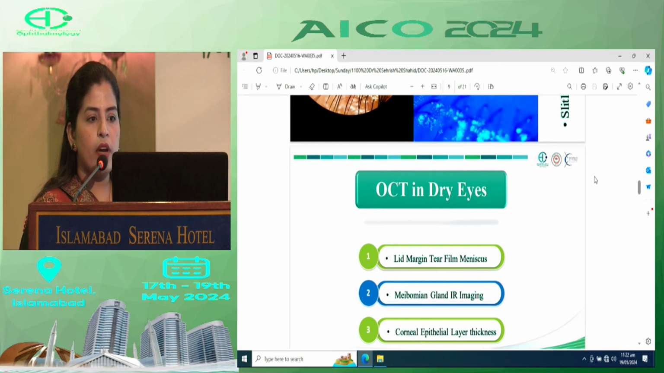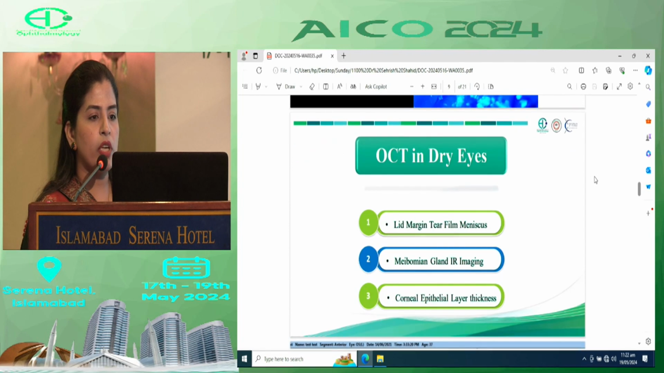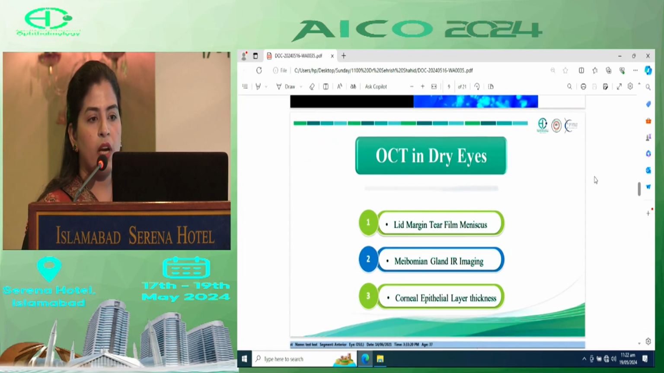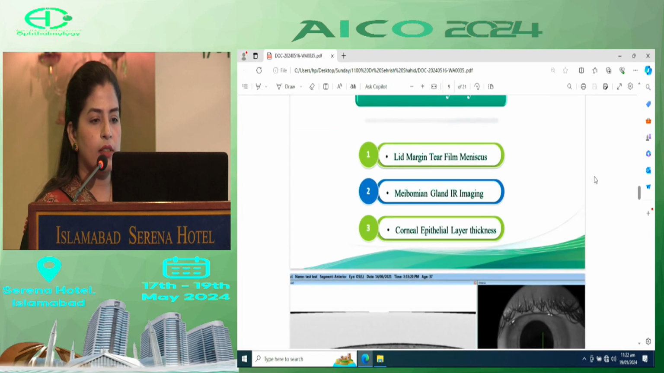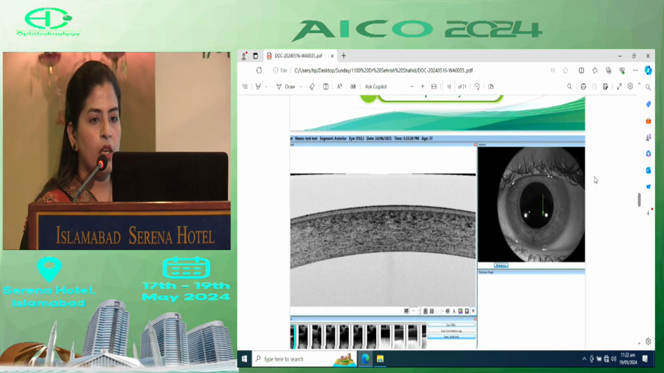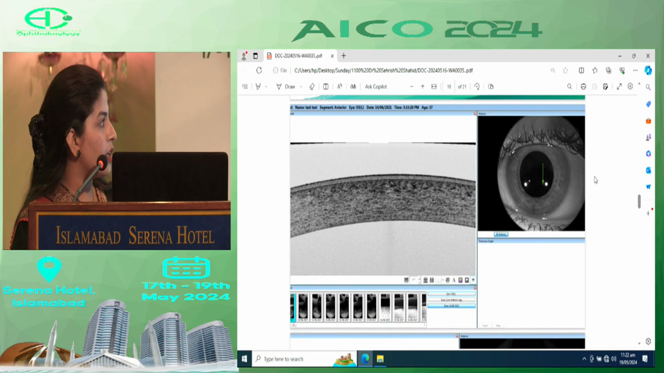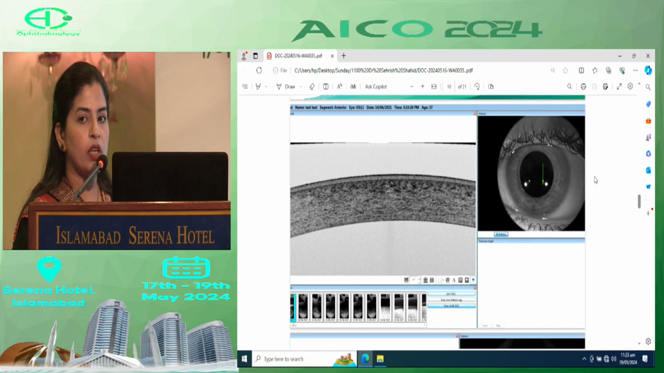For diagnosing dry eye or taking the imaging, in OCT we check the lid margins, the tear film height, meibomian gland imaging, and the corneal epithelial thickness. This is the first scan, in which we have taken the scan of the cornea. And here is this layer, this is the corneal epithelium, and in OCT we can use calipers to measure the thickness of the cornea.